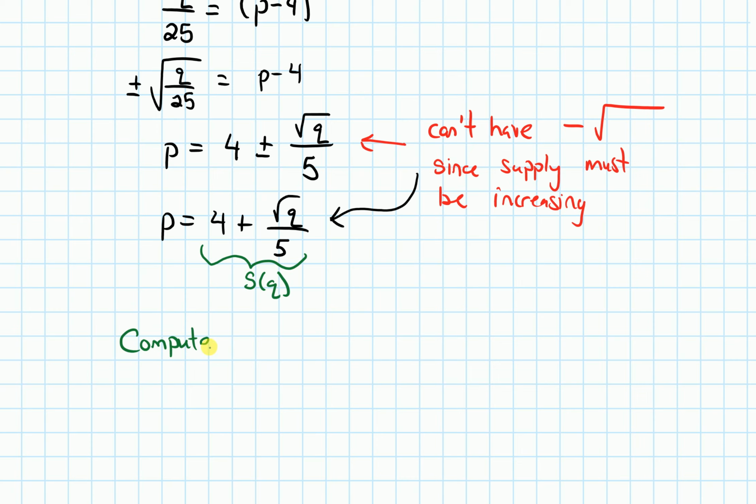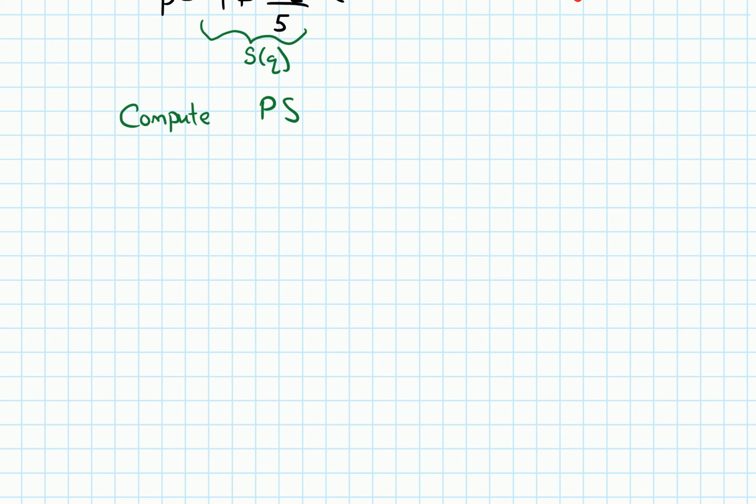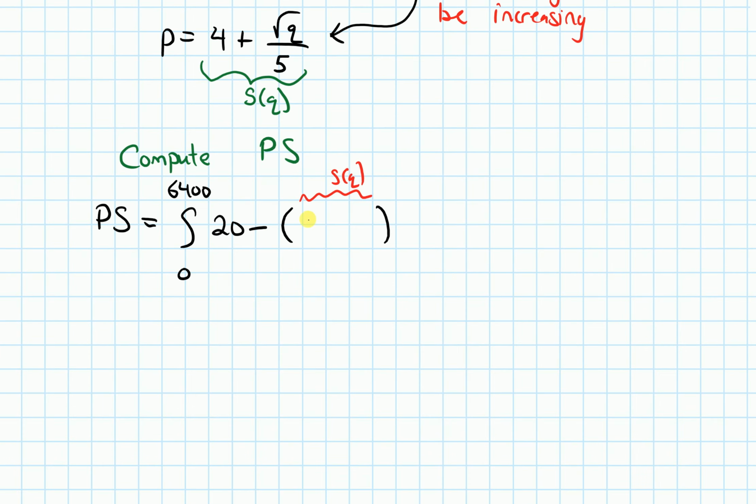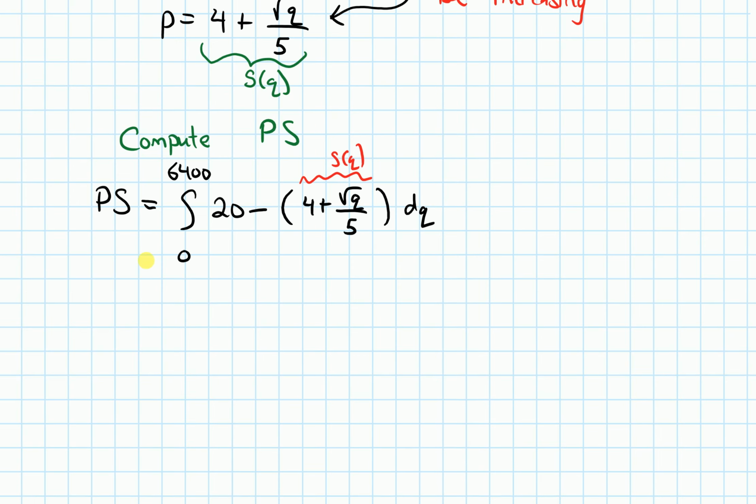So we can now compute our producer surplus, or PS. So our formula for that is PS equals integral from 0 to our quantity supplied, which was 6,400, of our price level, which is 20, minus our supply function in terms of Q, minus S of Q. And S of Q is, we just had it, 4 plus root Q over 5. And from here, it's just a little bit of computation to wrap this one up.